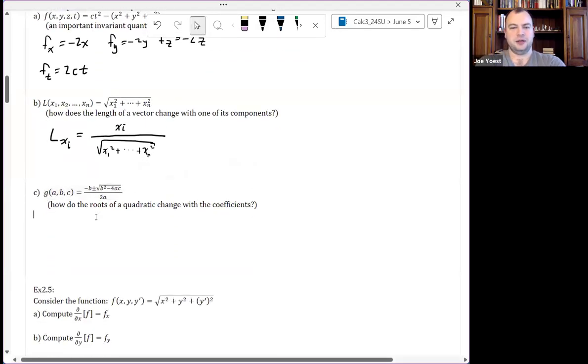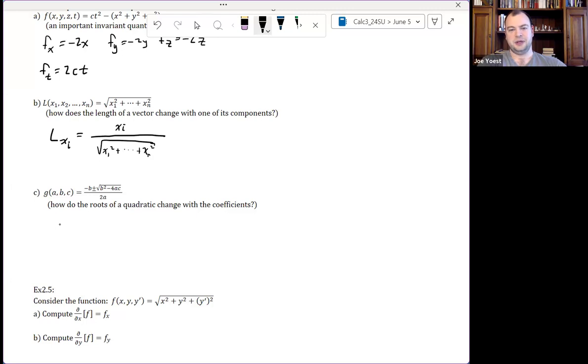And then let's look at part C here. I'm going to do one part. I'll leave the other two as exercises. So here I have a function g of a, b, c equals the familiar quadratic formula. But here we're thinking of the quadratic formula as being a function of the coefficients, a, b, and c, of a quadratic. As I change the coefficients of a quadratic, my roots change. So how do the roots of a quadratic change with respect to each of the coefficients?